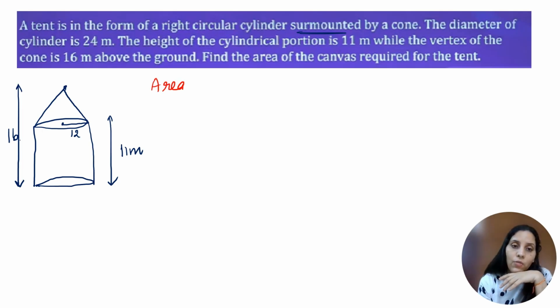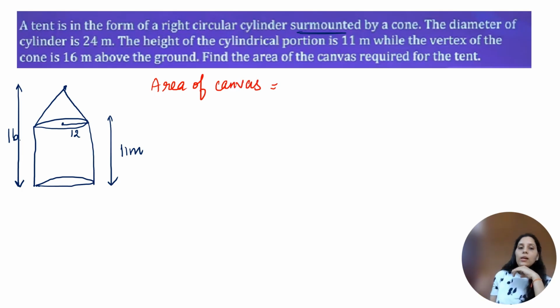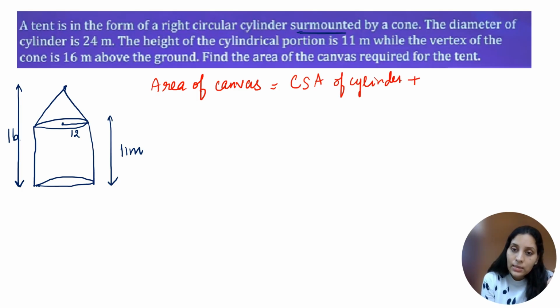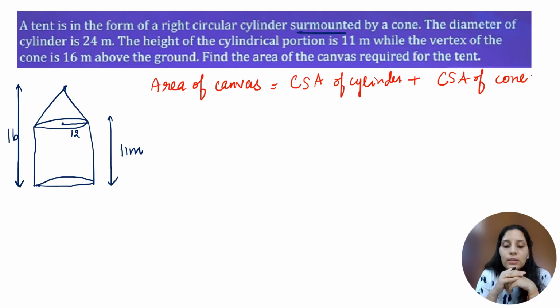So area of canvas will be equal to, we have two shapes, cylinder and cone. Now here it is going to be CSA of cylinder plus CSA of cone. I'll give you the reason why. CSA of cylinder plus CSA of cone. Now why is it? Why CSA? Because I will not include my top and bottom. My top and bottom are not included. They are open, isn't it?